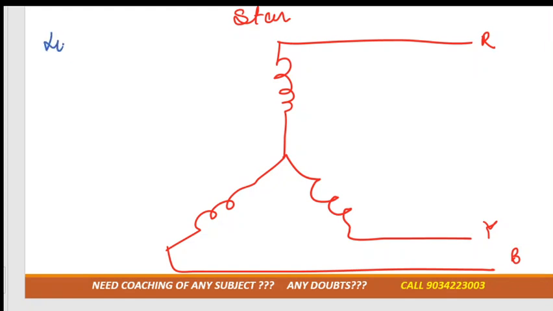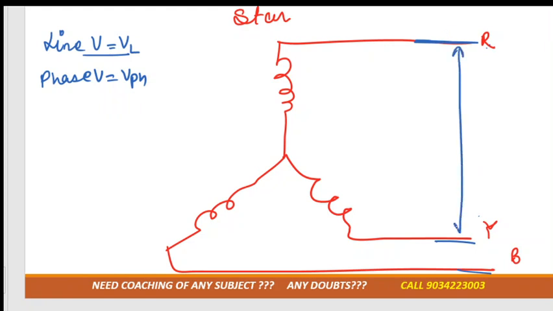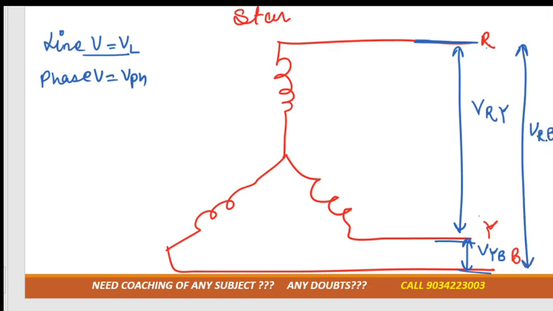Again, we'll consider the line voltage, represented by VL, and the phase voltage, represented by VPH, right? Line voltage is the voltage across the line wires. So what is the line voltage? The voltage connected across R and Y we can denote by VRY. The voltage across Y and B would be VYB, and across R and B would be VRB.